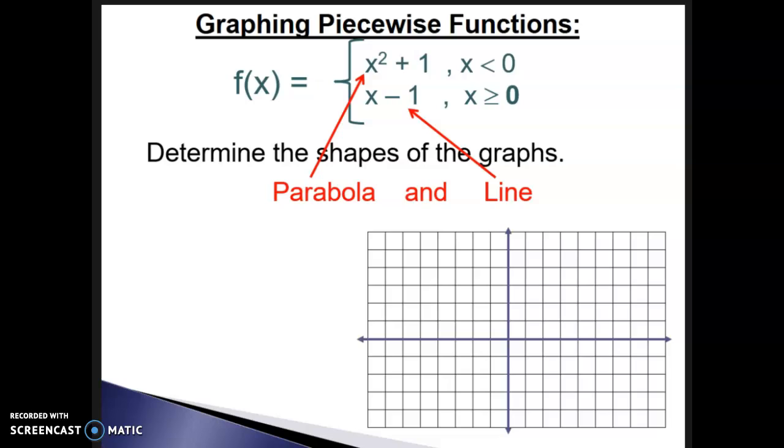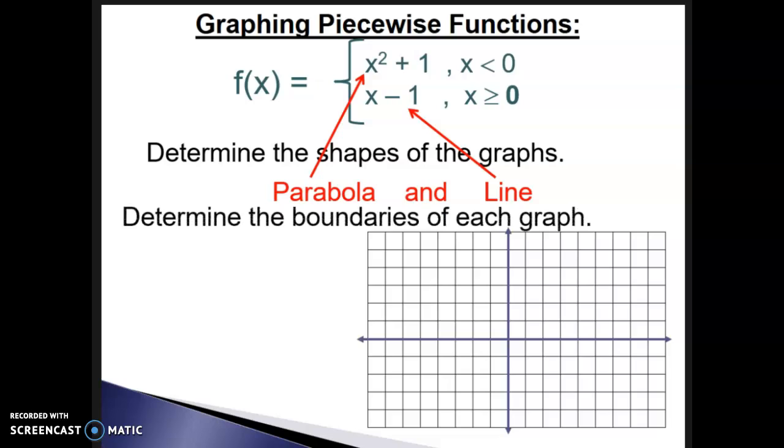The next thing that you're going to have to do is find the boundaries of each graph. Well, both of the graphs have a boundary at 0. So we're going to draw a dotted line at x equals 0. And the top function has to be when x is less than 0, so that's going to be on the left side of that dotted line. And the bottom function is when x is greater than or equal to 0, that's going to be on the right side. So first we're going to graph the parabola.